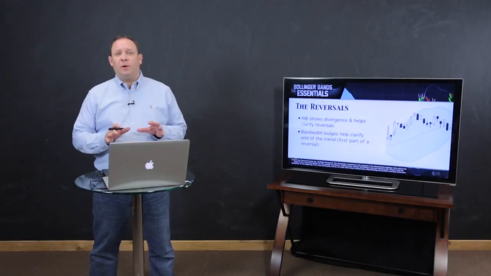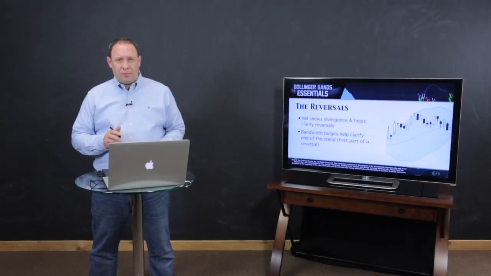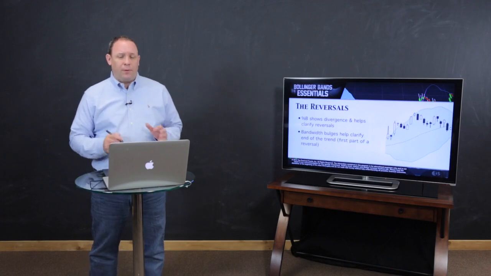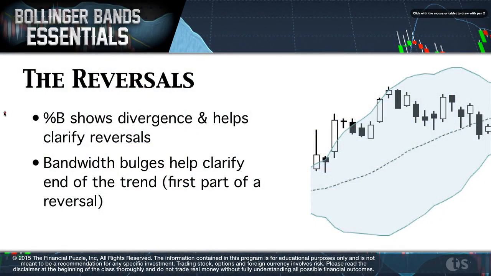Finally, the last play we're going to look at, coming back to the reversal play, and let me show you how the indicators can help you here. The percent B is going to show us divergence. Again, you hear me talk about this all the time because it's such a great signal. It's going to show us divergence, and it's going to clarify some of the reversals. And then what's going to happen with the bandwidth is it's going to have the bulges, of course, that help clarify the end of the trend, which is going to be the first part of the reversal.